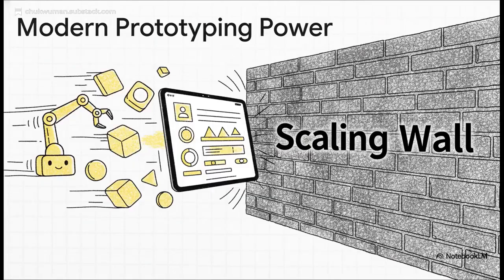I mean, tools like Lovable, Bolt, and V0 are complete game changers. They let you just focus on what really matters, the logic, the design, the user experience, without writing tons of code. But they get you to this point I call the scaling wall. It's the moment your prototype has to grow up and become a real application.